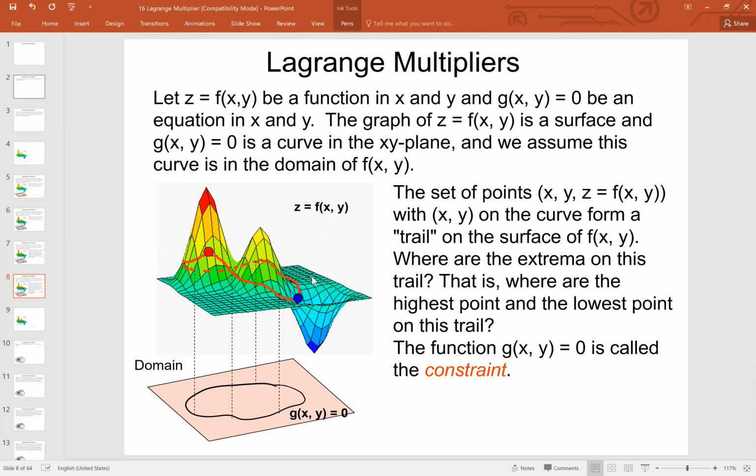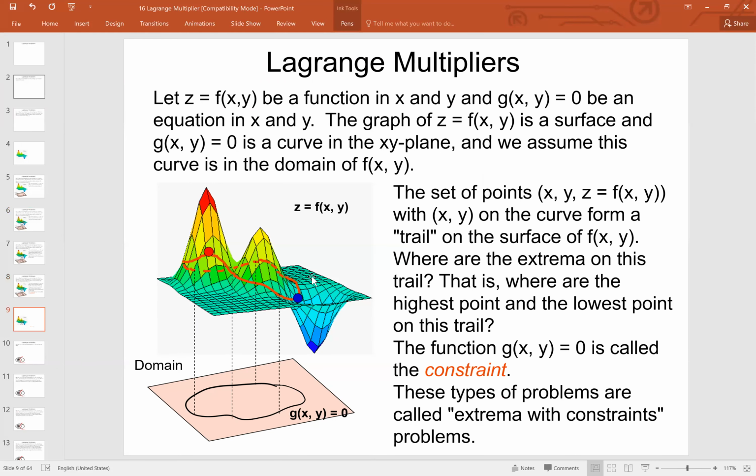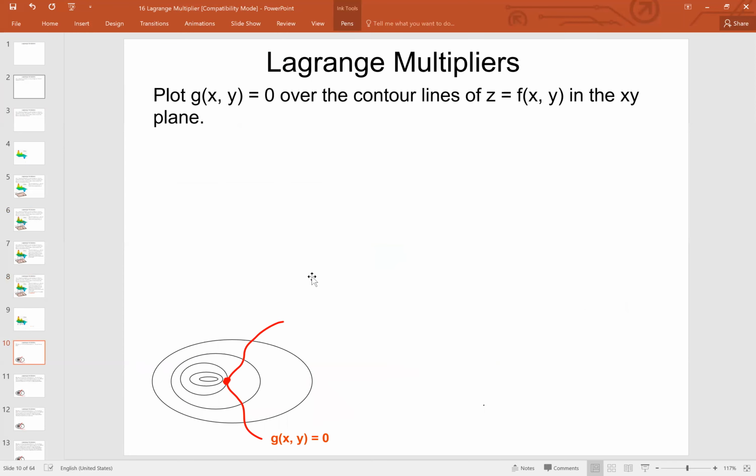The function g of x, y below is called the constraint. This kind of problem we usually call finding extrema with a certain constraint. And here there's only one constraint, but there are also problems with multiple constraints.